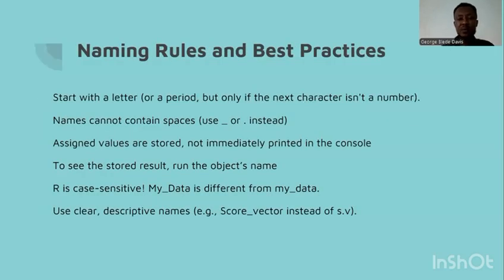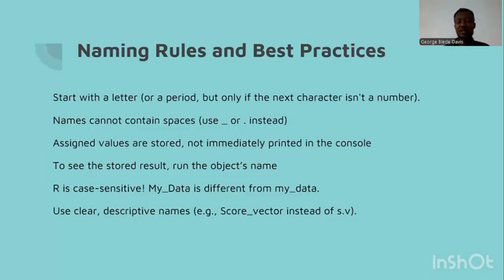We have some basic rules we follow in assigning names to objects. If you want to name an object, start with a letter. You don't start with numbers. You start with a letter if you name an object, or you start with a period, but if the next character is not a number, then you can start with a period. Basically, we start with a letter in naming an object.